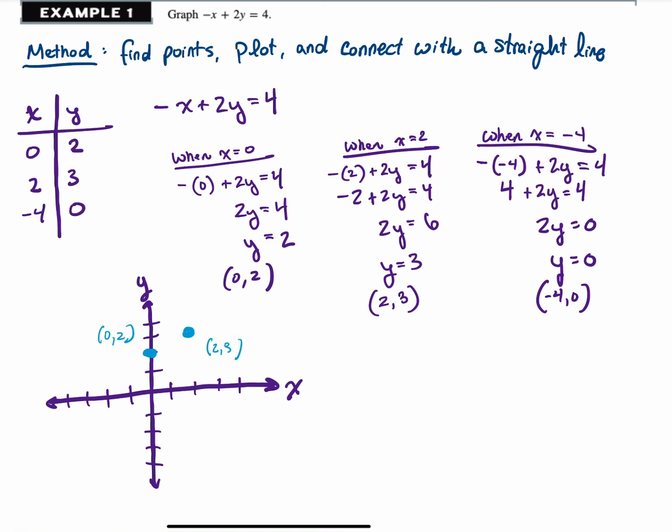And then we also had the point negative 4, 0. So over here at negative 4 for the x value, and then 0 for y, meaning we're staying on the x-axis. Negative 4, comma 0. And then these look like they're lining up pretty nicely, so let's just connect them with a straight line. Something like this.